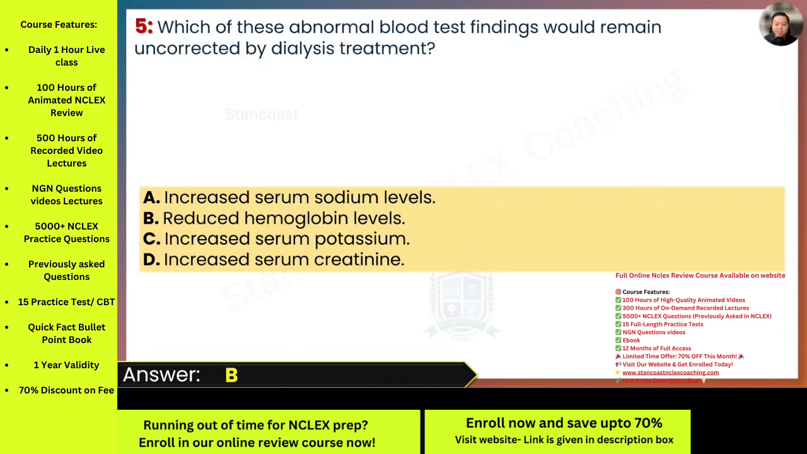And so when you answer this type of question, you have to recognize that dialysis corrects metabolic imbalances. That includes the electrolyte counts and the waste products, but it does not fix blood-related issues like anemia. And so if you see an option related to red blood cells, that's a red flag, and that's likely the correct answer.